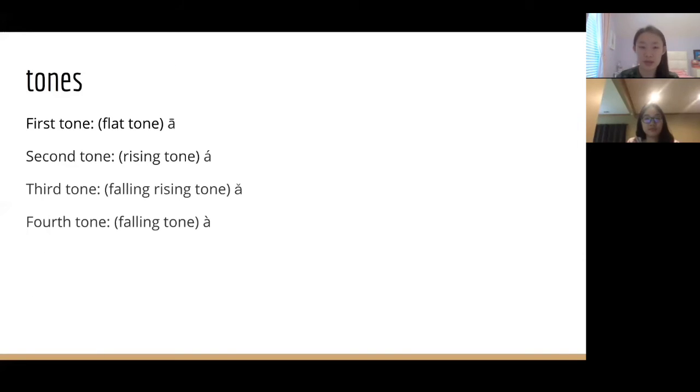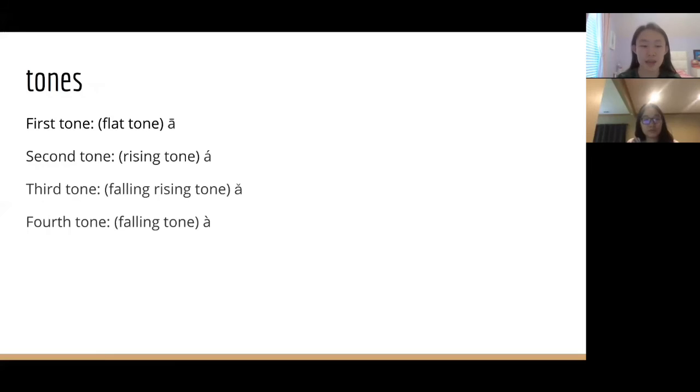Now we're going to be learning the tones. So there's 4 tones that you're going to be learning today. The first one is a flat tone, and it's the one I used when I was doing the pronunciations. Ah. The second tone is called the rising tone. You can see there's this apostrophe that looks like it's rising up. So that means your tone has to go rising up. So you have to go ah.